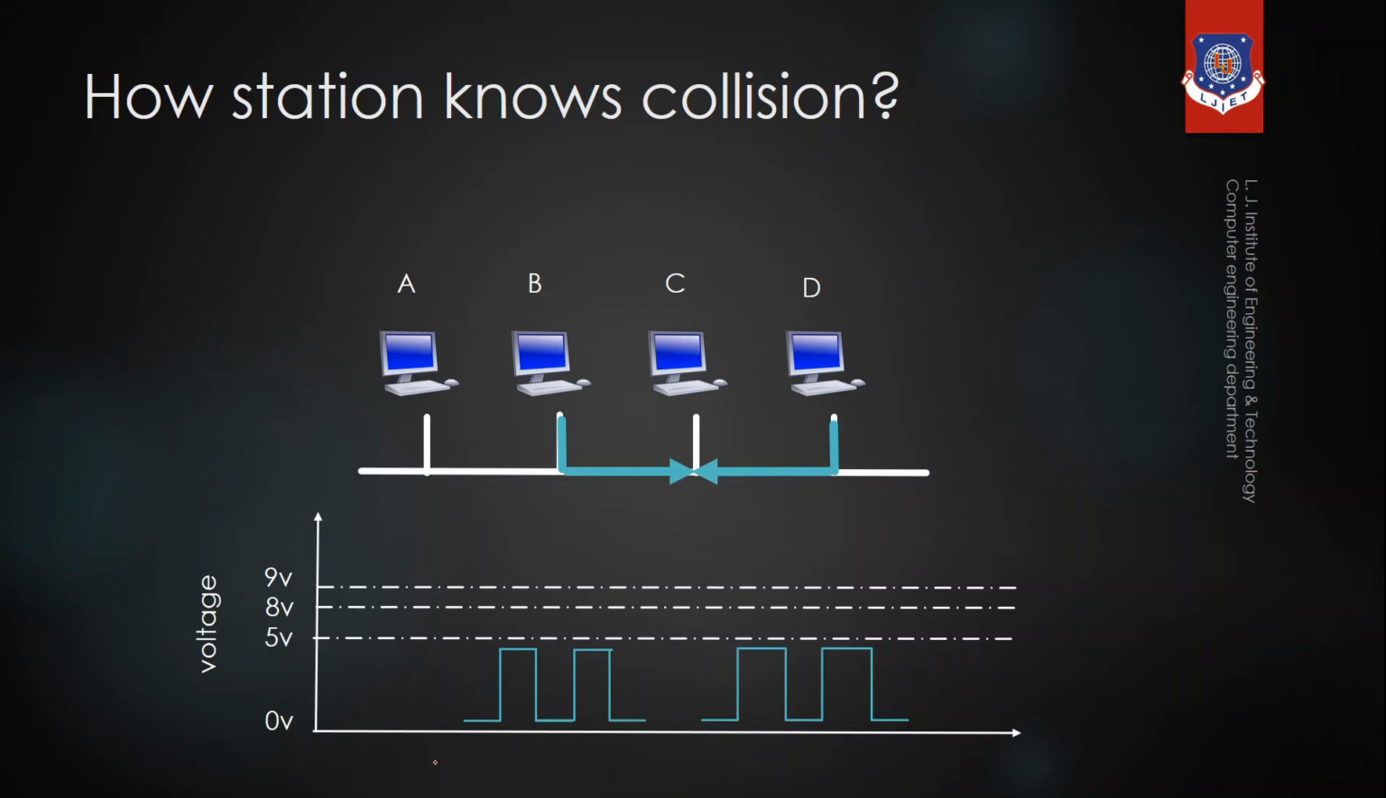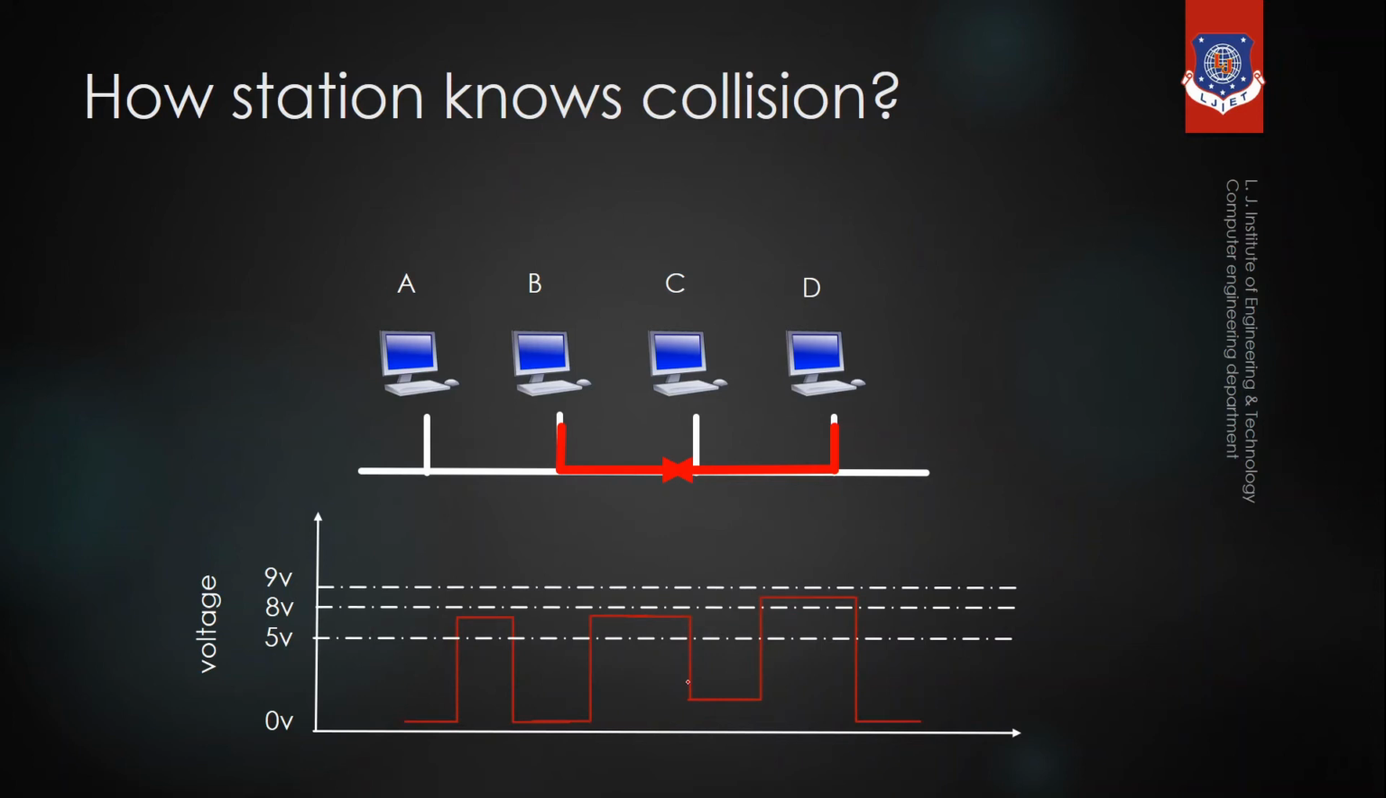But if you notice, both signals' voltage levels are the same, meaning that there are only two levels, 0 volt and 5 volt, for both signals. And these signals are traveling towards each other. So after some time, when there is a collision, the voltage level of the signal will change.